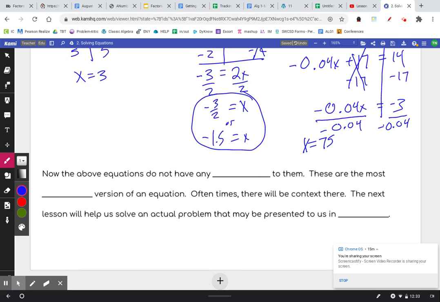Wrapping up lesson 2, it says, now, just keep this in mind because this will be kind of our leeway into lesson 3. It says, now the above equations do not have any context to them. Okay, and what I mean by that, it says these are the most basic version of an equation. Oftentimes there will be context there. The next lesson, so lesson 3, will help us solve an actual problem that may be presented to us in real life, right? So being able to solve equations is fun. It's a great skill.